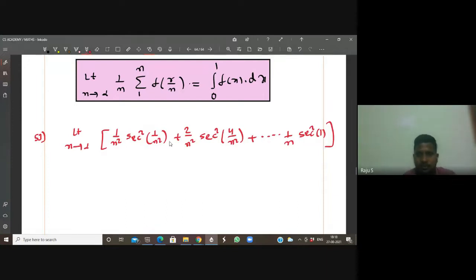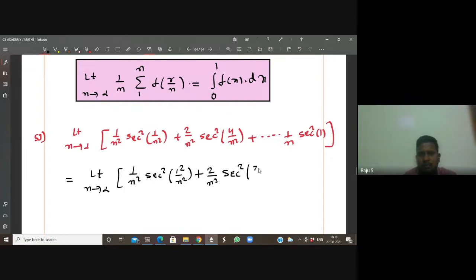Look here, students. This is very easy to write. We have to write the nth term. Limit n tends to infinity, 1 by n square secant square of 1, shall I write 1 square by n square? Then 2 by n square, secant square of 4 can be written as 2 square by n square. So on, the last term is 1 by n, shall I write n by n square, secant square of 1, shall I write 1 as n square by n square? Then only you will get the idea. See here, 1 I have written as n square by n square.